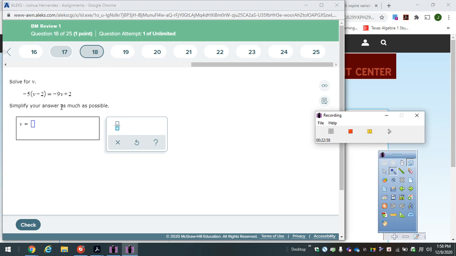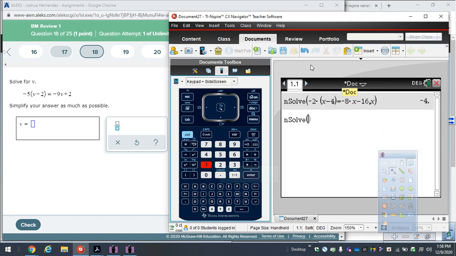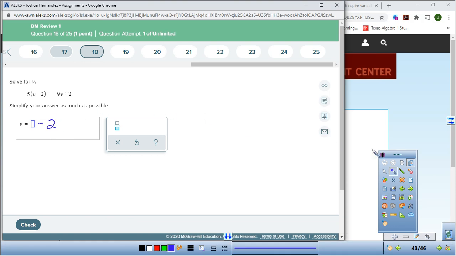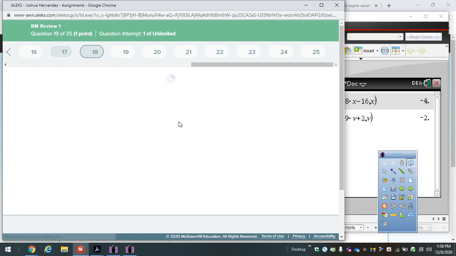Okay, 18. I would do the calculator bit. Go to menu 3, 1. I'm going to type that information: negative 5 parentheses b minus 2 equals negative 9b plus 2. And then comma. Since it has a b, I'm going to do comma b. And there's negative 2. 19. Oh, these are really easy.